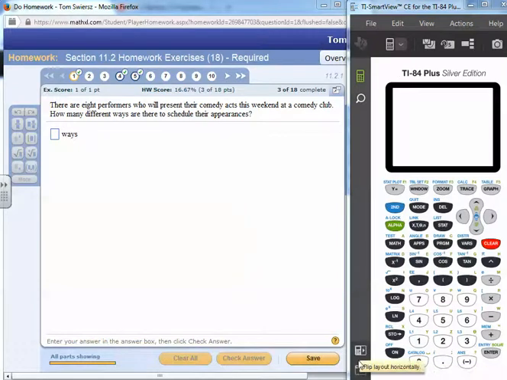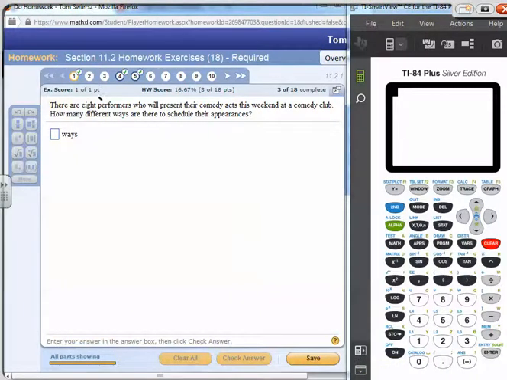Let's go ahead and do some homework exercises from section 11.2. Homework exercise number 1: there are 8 performers who will present their comedy acts this weekend at a comedy club. How many different ways are there to schedule their appearances? Scheduling means the order matters, so really it's a permutation, which we're going to talk about in a few minutes. But anyway, we can apply the fundamental counting principle also.